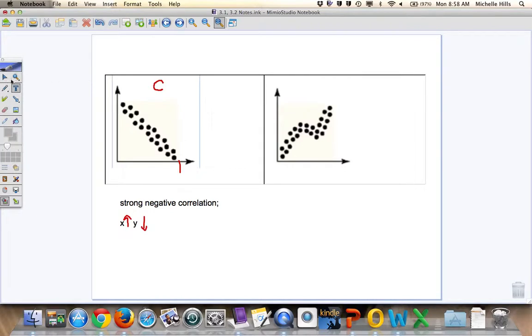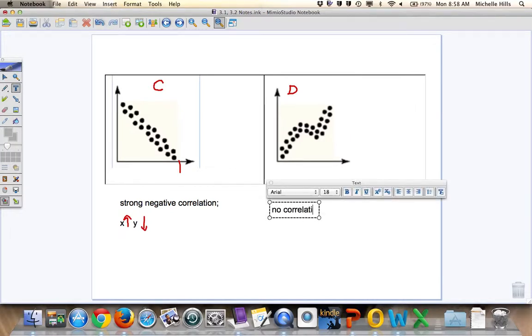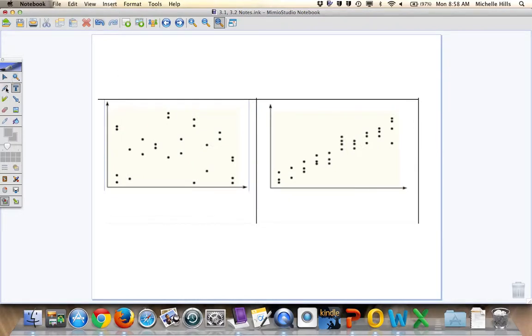Again, D here, and again, label it, turn your paper over so you can fill this in. D would have no correlation. There is a relationship there. It looks like actually at y equals x cubed relationship though, instead of linear.